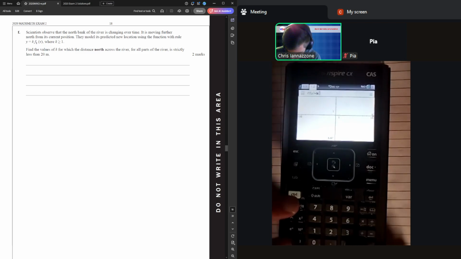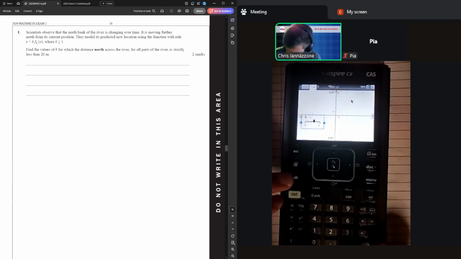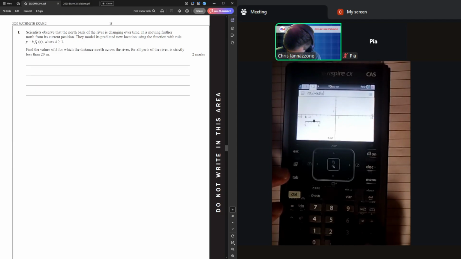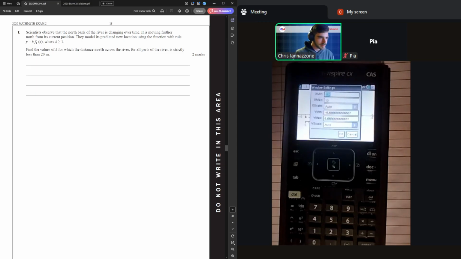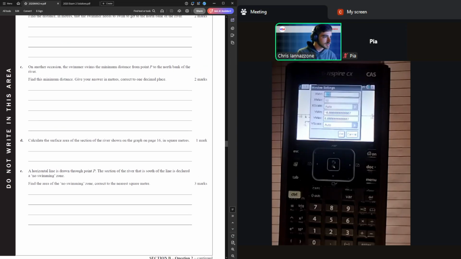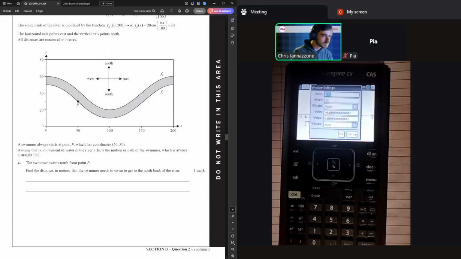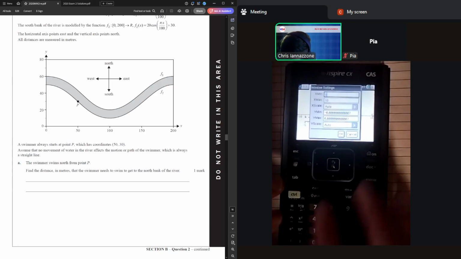You have your h of x, create the slider for it. I've already put the k in there. And then h2. I'll set my window settings a bit. What was it supposed to be? 0 to 200 and up to 80.